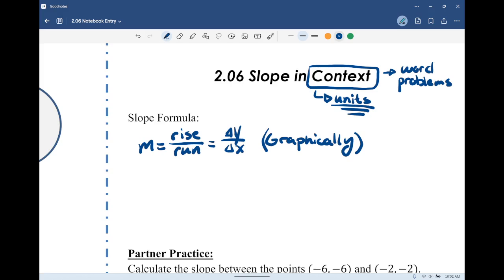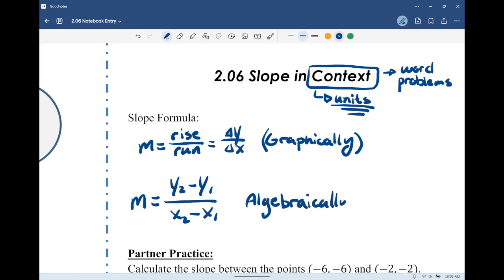The second way that we used both on the do now and just in our drill, right, is that m is equal to y2 minus y1 over x2 minus x1. Now, this specifically is algebraically. We are going to use a lot of the second one today. And so, we're actually going to get even more practice.